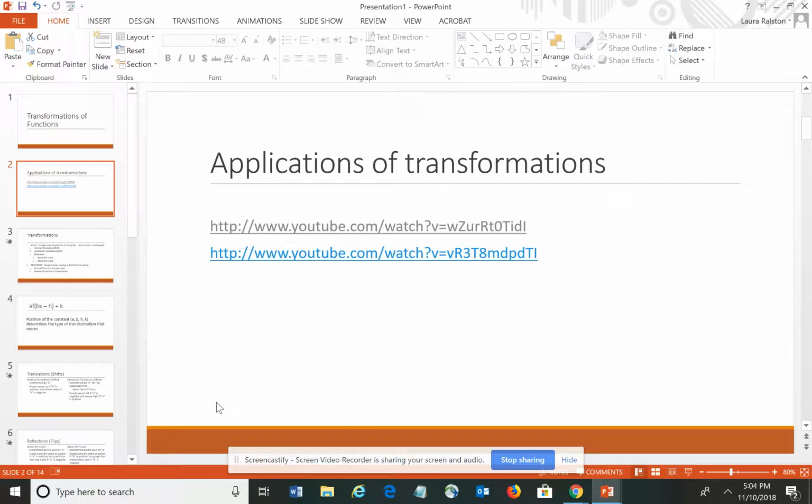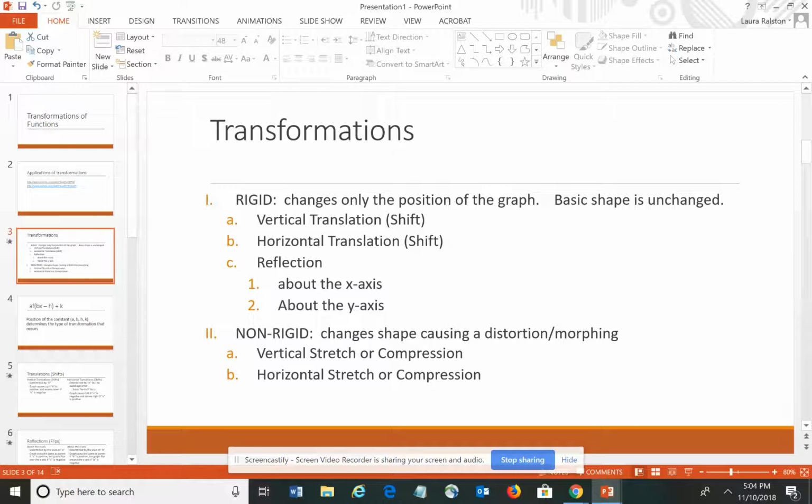And so you may want to take a look at those so you can get an idea of why in the world do we need to know this stuff. And you may say, well, I'm never going to be an engineer. But if you're interested in things like animation and things like that, then this is a very useful concept to you. In terms of transformations, there are really two types of transformations.